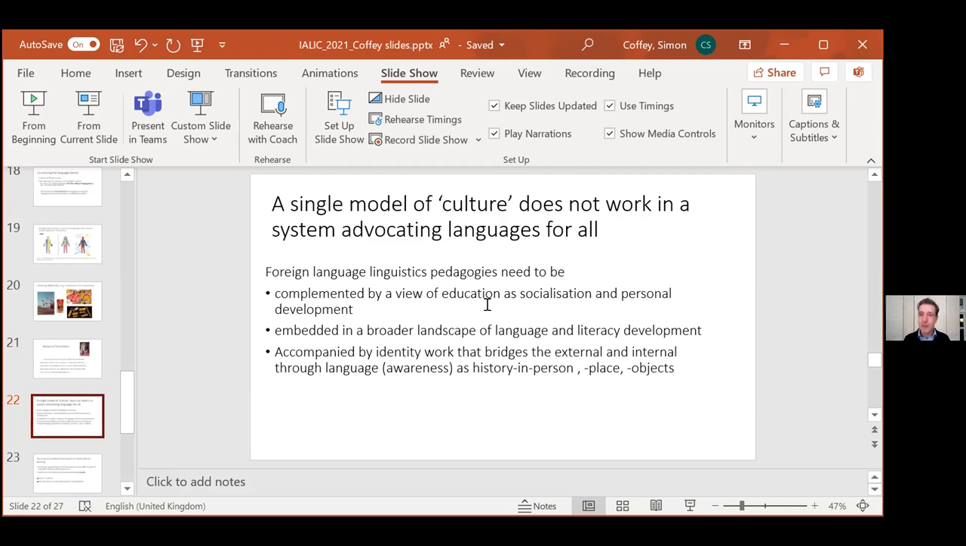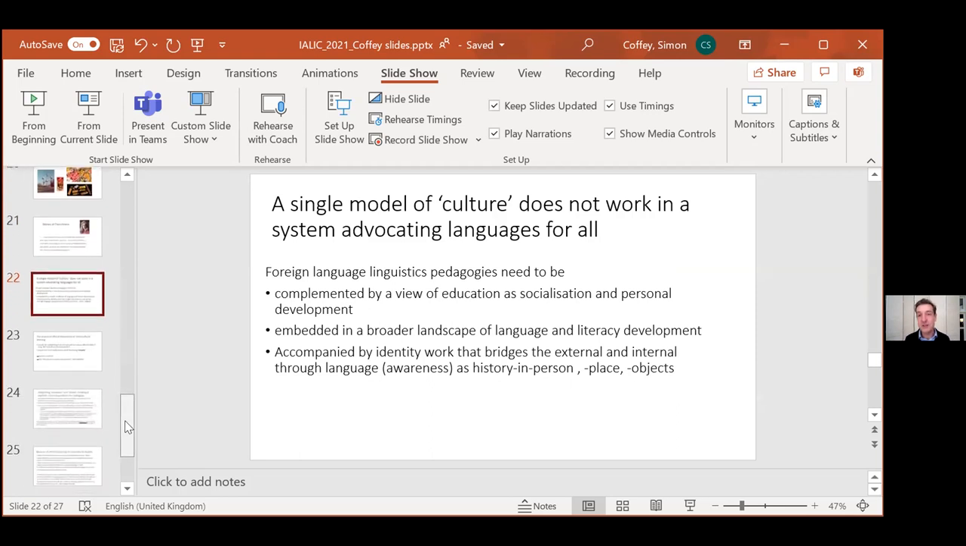So yeah, my argument is that a single model of culture doesn't work for all, even though the strapline from the advocacy campaign is always languages for all. It sounds very democratizing, but I don't think it works. Languages for all, yeah, but a single model of provision for all, I don't think works.